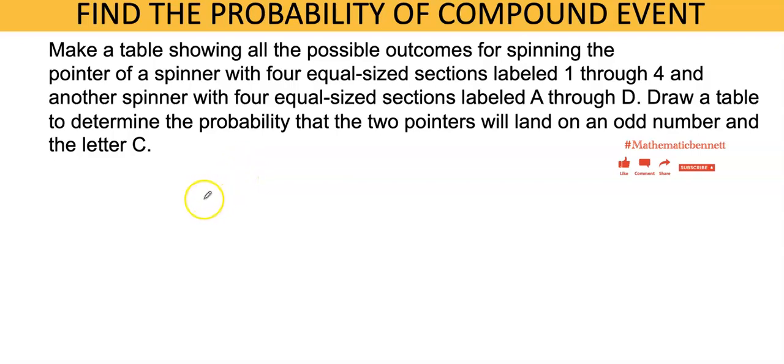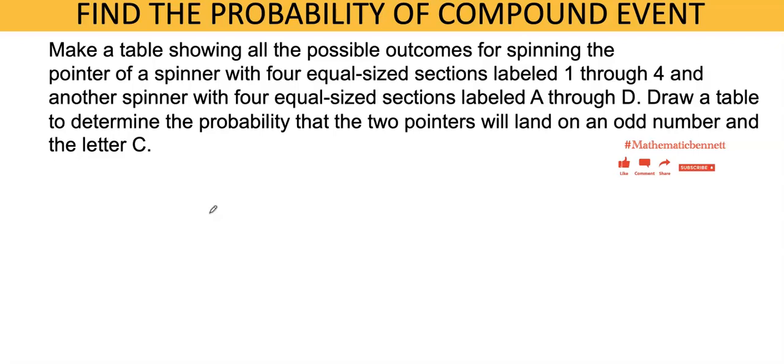Good day. Today we're going to find the probability of a compound event. Make a table. A compound event is basically combining two events together to make one big event. So what we're going to do is combine two sample spaces to make one big sample space.